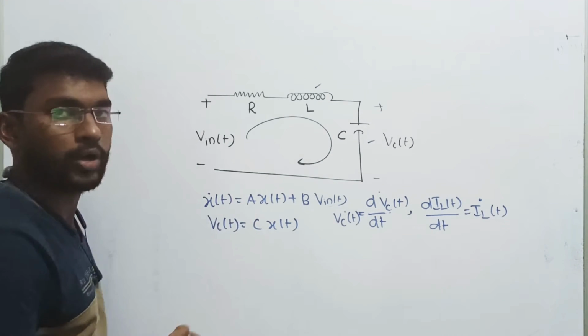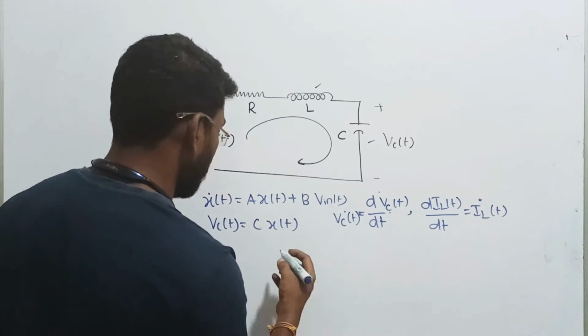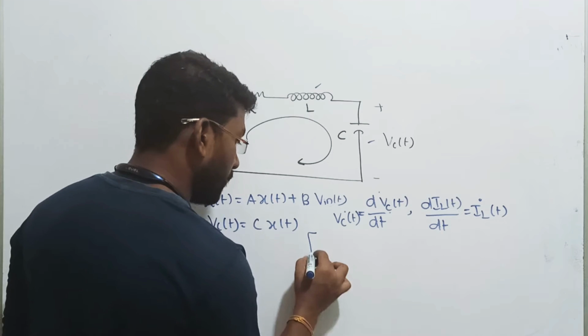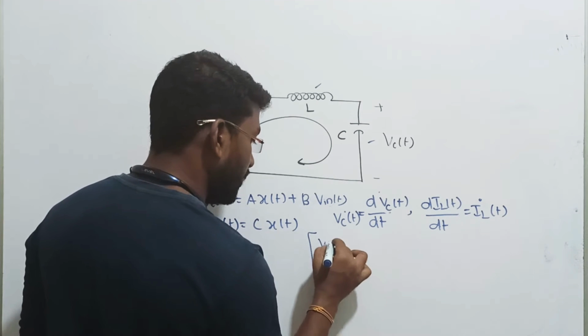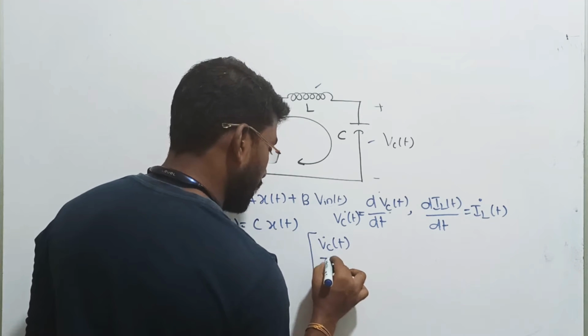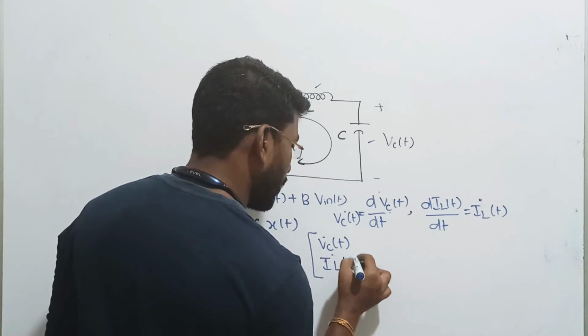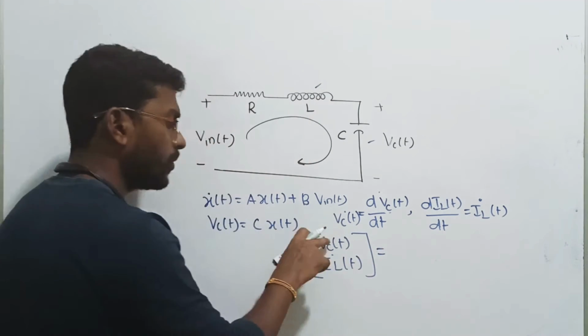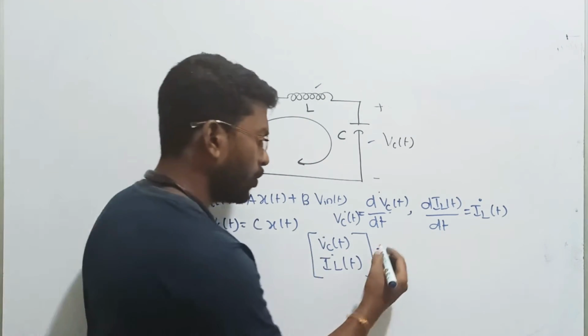That is going to be our output now. Now let us write it fully. See that x dot of t can be replaced by two variables: one is Vc dot of t and the second one is IL dot of t. You can consider either of them first or second. It is up to you, right?